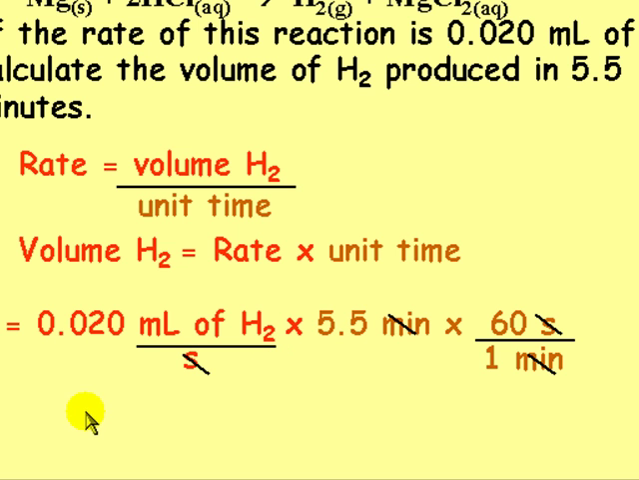So now we calculate the final answer. 0.02 times 5.5 times 60 equals 6.6 milliliters of hydrogen. Again, we have 2 significant digits here and here, so our final answer has 2 significant digits.